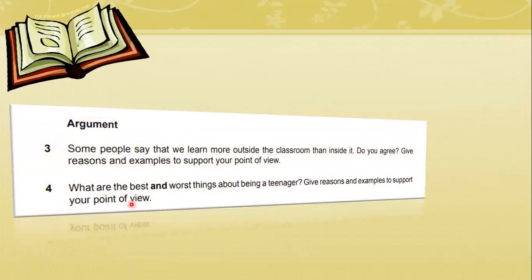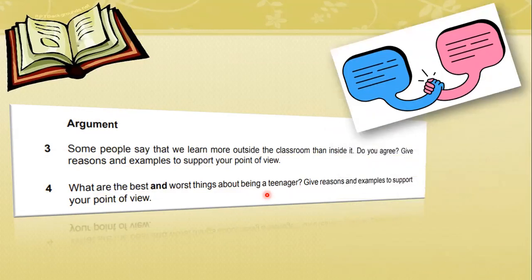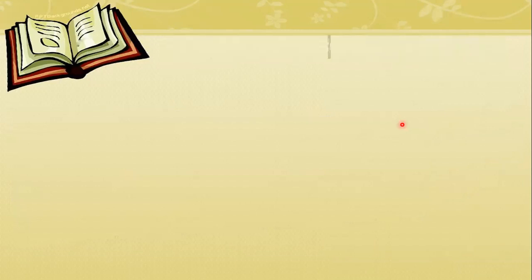This is the topic, and I'll be discussing many topics side by side. What are the best and worst things about being a teenager? So this argumentative essay topic is phrased in different words: what are the best and the worst things about being a teenager? You have to give reasons and examples to support your point of view. This picture shows you that you can go either side. You can go in favor of the topic or you can go against the topic.